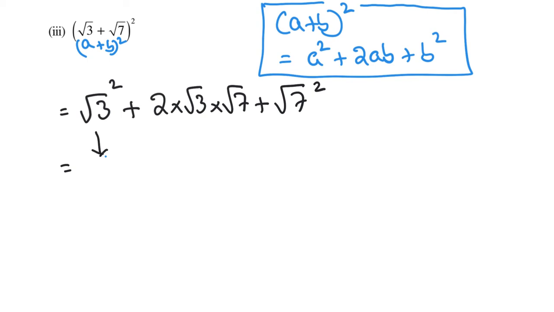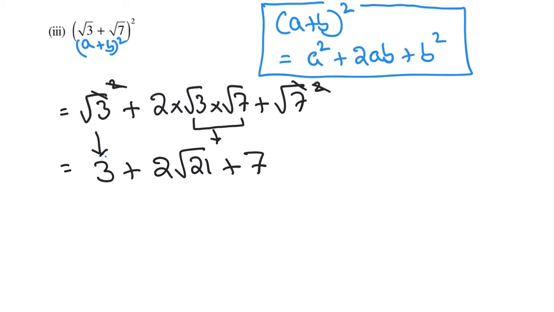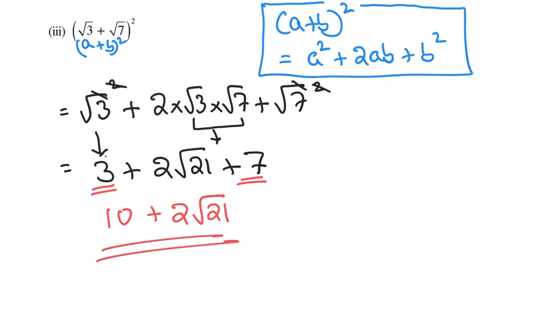root 3 squared is how much? It's 3, plus 2 times root 3 times root 7 is how much? Square root 21. So this is 2 root 21, plus root 7 squared is how much? 7. Now can I add 3 plus 7, which is 10, plus 2 root 21. That's your answer, because I cannot add these numbers.